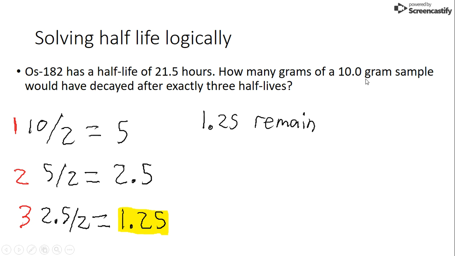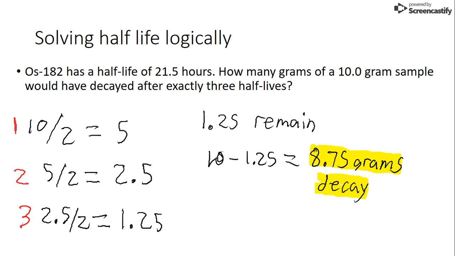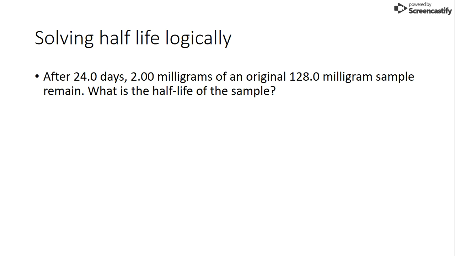how many grams of a 10-gram sample would have decayed after exactly 3 half-lives. So it's how much would have decayed, not how much is remaining. So we do 10 minus 1.25, which equals 8.75 grams decayed, and that's the answer. Now you try solving half-life logically.